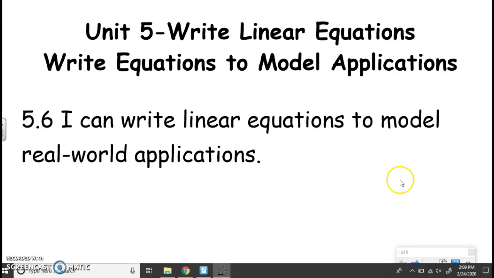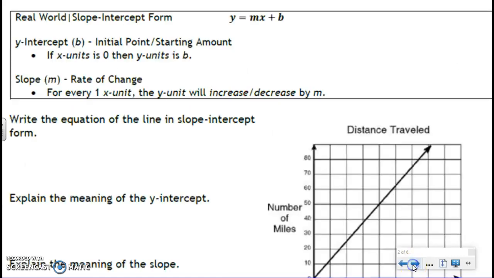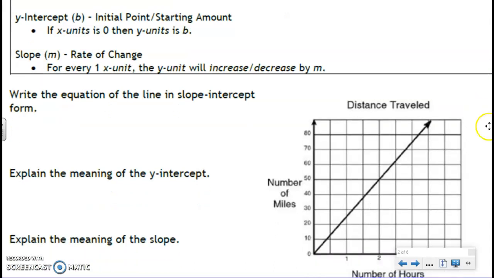Good morning. Today we're going to finish up Unit 5 and talk about how to write linear equations to model real-world applications. First, we're going to talk about slope-intercept form, and we are going to find the y-intercept, which is the initial point or starting amount, and then our slope, which is our rate of change when we're doing this.